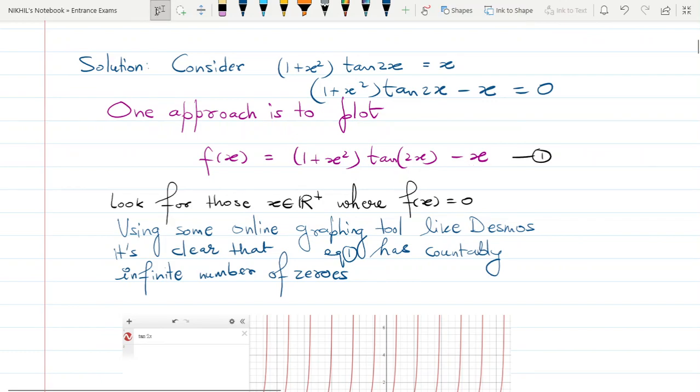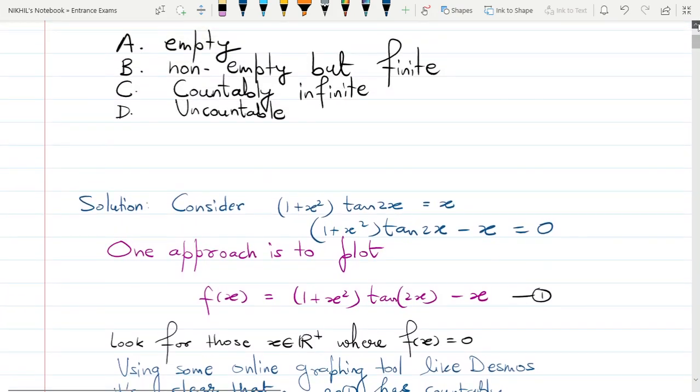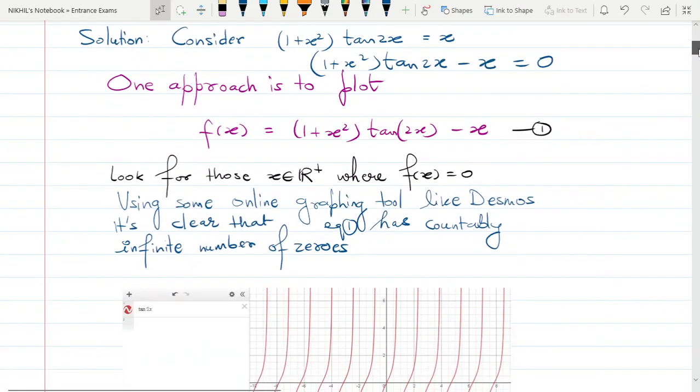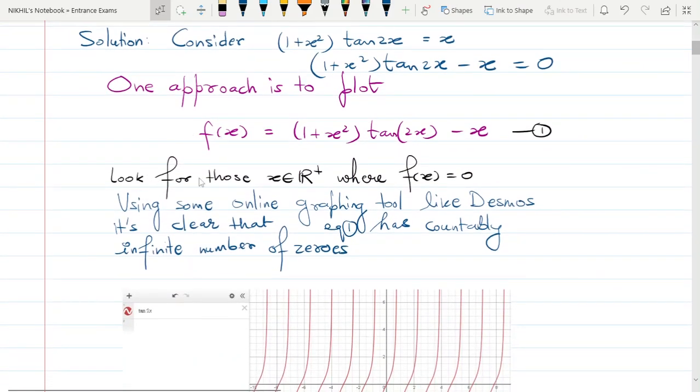If you remember, I'm looking for only the positive real values in S. S consists only of those x which are positive. So that's why I have written here that I'm looking for those x in R plus where my f(x) is 0.